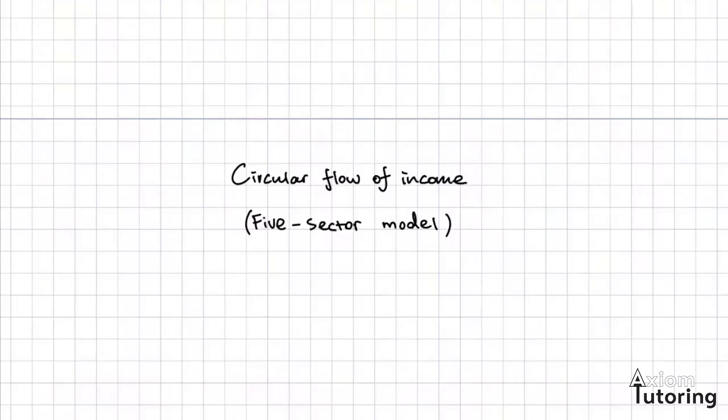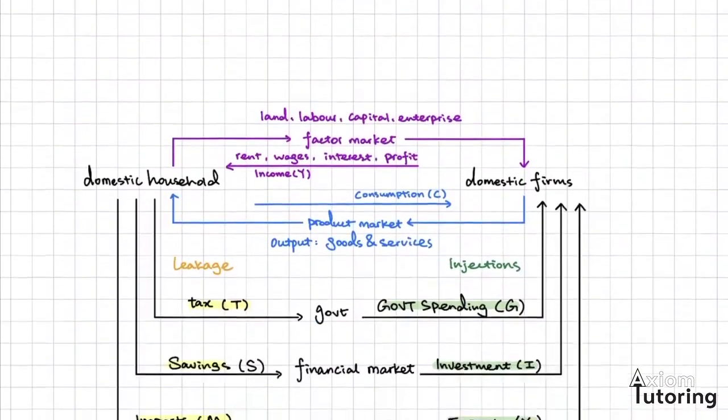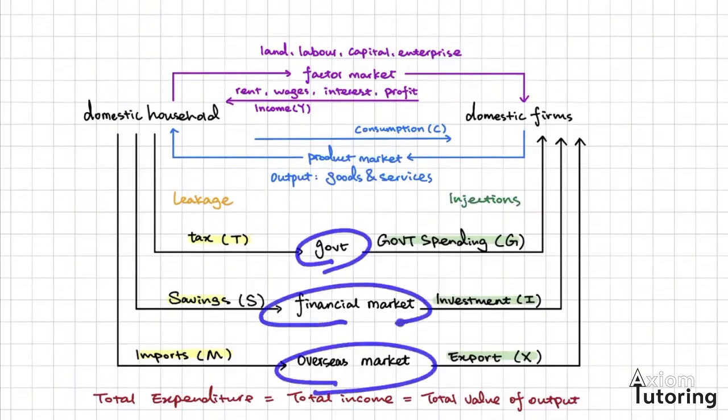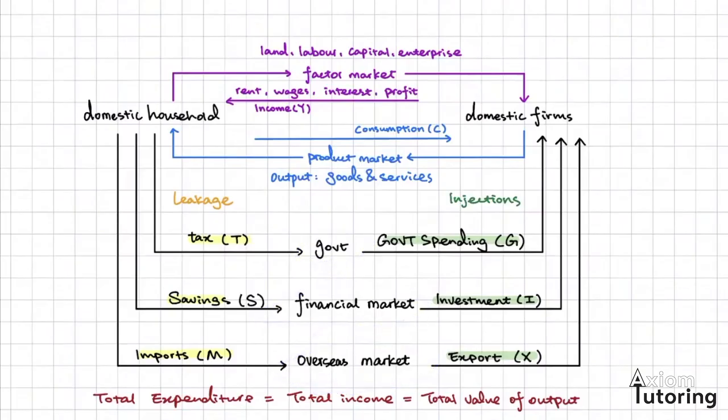In the previous video, we've covered the circular flow of income two-sector model, but of course, the real economy is much more complicated. Households do not spend all of their income on domestically produced goods and services. Instead, some income leaves the circular flow, while additional spending can also enter it. To represent this, we add three more sectors: the government, the overseas sector, and the financial sector. And this gives us the five-sector circular flow of income model.